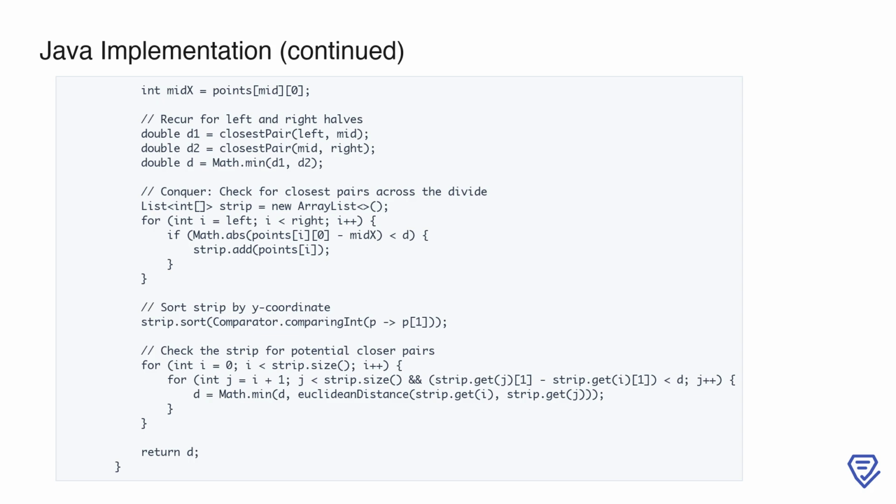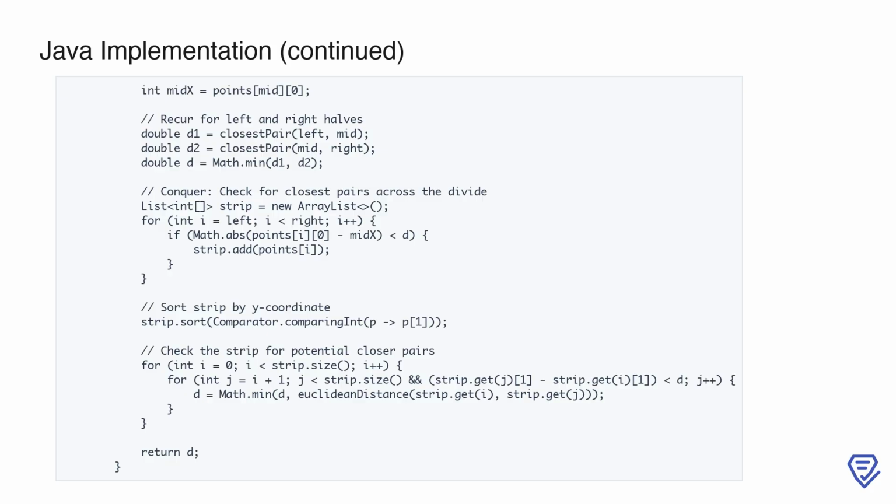At this stage, we calculate the x-coordinate of the midpoint, which will help us identify points close to the dividing line. The closest pair function is then called recursively for the left and right halves of the array. This gives us the minimum distances, d1 and d2, for the 2 halves. We then take the smaller of these 2 distances, which we call d. Once we have d, we check for points that might be closer but are split across the left and right halves. To do this, we create a strip list, collecting all points within a distance d from the midpoint line. This ensures we don't miss any potentially closer pairs that span the divide.